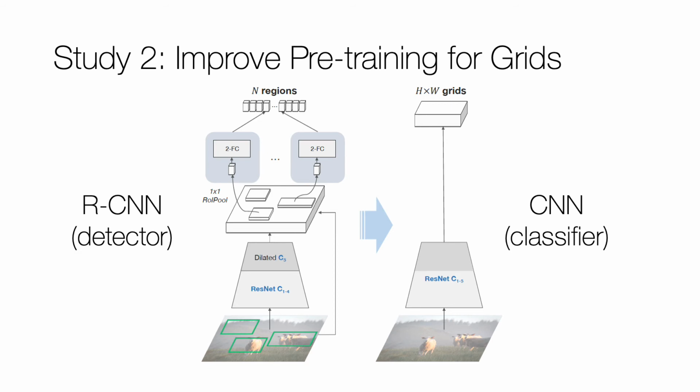Now, after training, we still convert the modified Faster R-CNN detector to a ResNet classifier for feature extraction. Note that the feature extraction setup is exactly the same as the previous study, which means we do not include the additional 2 FC layers or use dilations, and still get the H by W grid features.